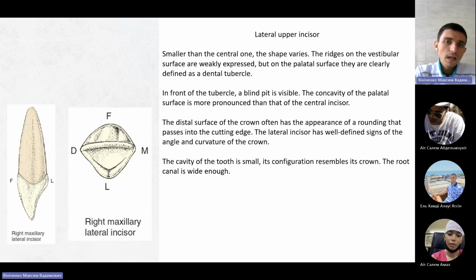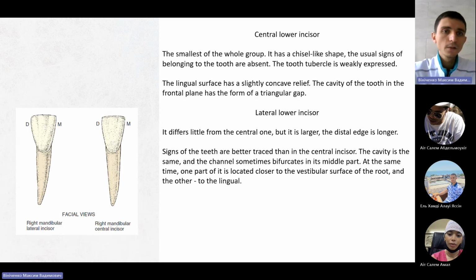The lateral incisor has well-defined signs of angle and curvature of the crown. The cavity of the tooth is small. Its configuration resembles its crown. The root channel is wide enough.